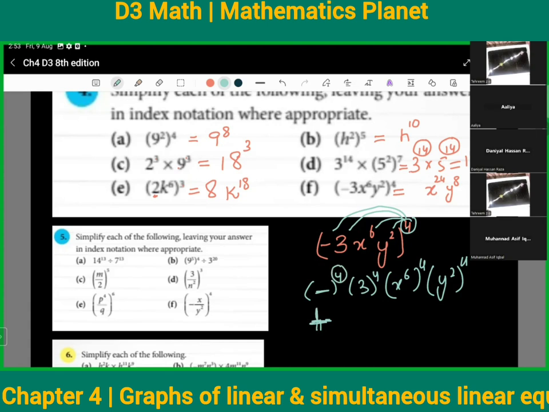Whenever you have a negative sign and the power is positive, you get a positive sign. Okay. What is 3 to the power 4? 3 to the power 4 means 3 times 3 times 3 times 3. You have to multiply 3 four times. 81. So 3 to the power 4 is 81. And 6 times 4 is 24. So here you will get 81. Did you all understand this now? Yes.